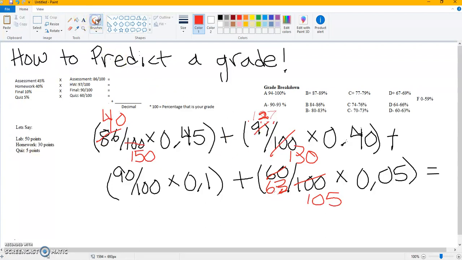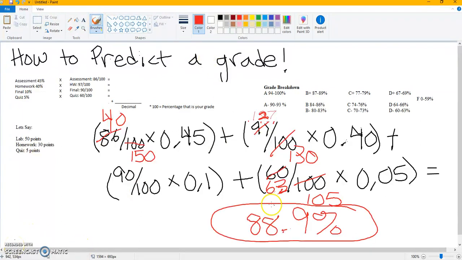All right. Then I just plug all those numbers back in with the theoretical amount. My new total would be 88.9%. So that means that my grade actually went down because of these scores.